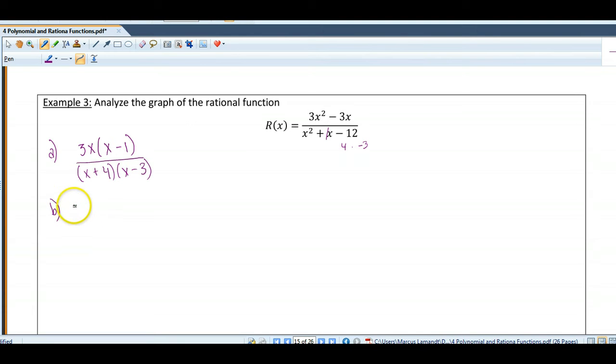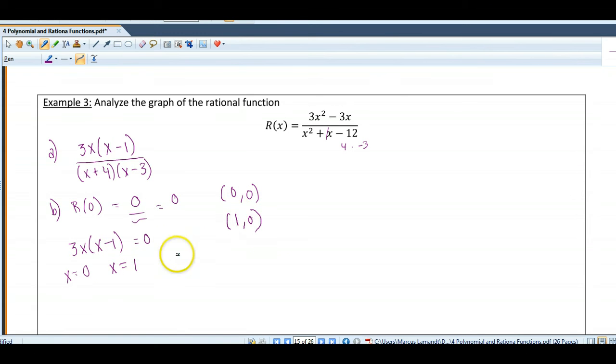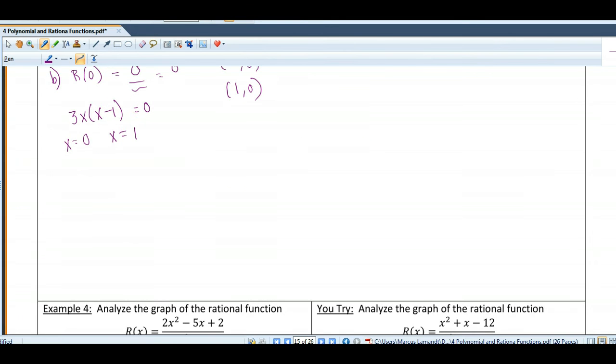X and y intercepts. If I plug in 0 for x, I'm going to get a 0 on top, so it doesn't really matter what's on the bottom. It's going to be 0. If I set this equal to 0, the bottom cancels out. 3x times x minus 1 equals 0. So x equals 0, or x equals 1. So I've got 0, 0, and I've got 1, 0. Alright. Scroll down a bit.